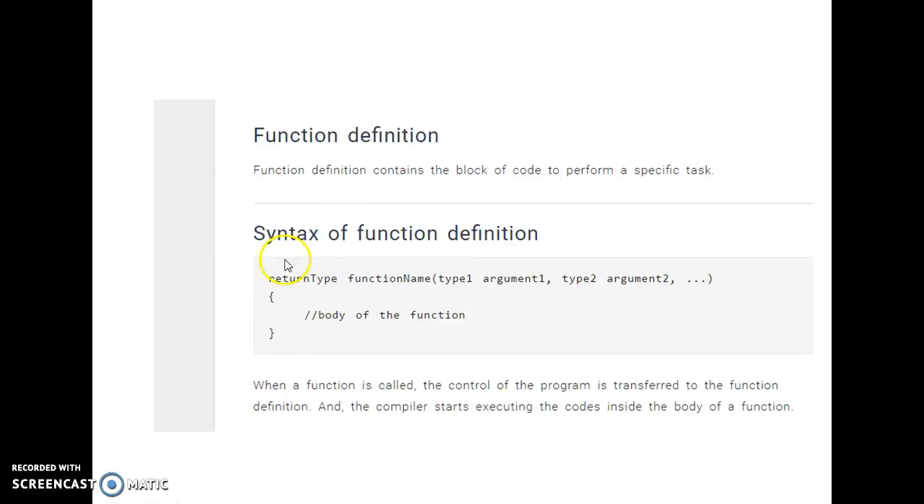Second is the function definition. A function definition contains the actual block of code for a particular task to be performed. The syntax for the function definition is return type, function name, its arguments, and inside the curly brackets the statements performing a specific task. When a function is called, the control of the program is transferred to the definition of the function, and the compiler starts executing the code inside the body of the function.